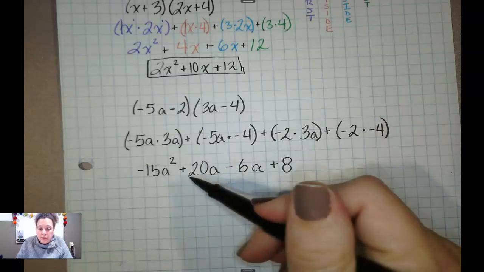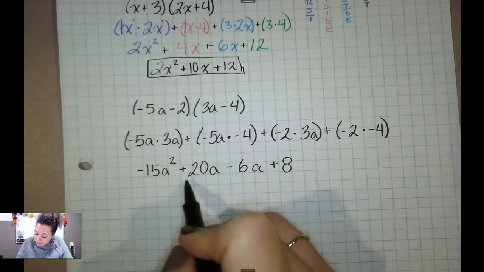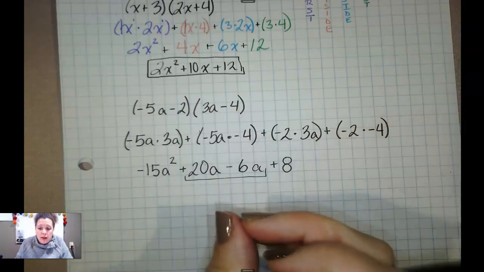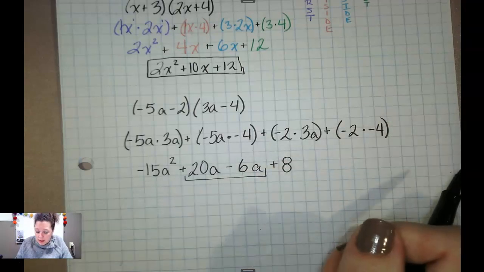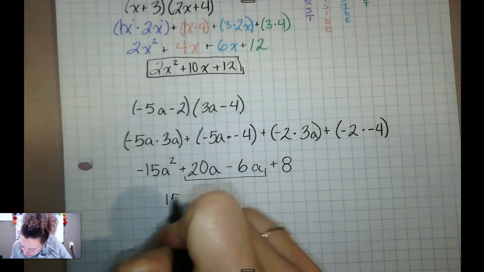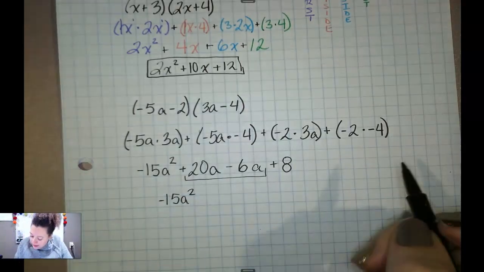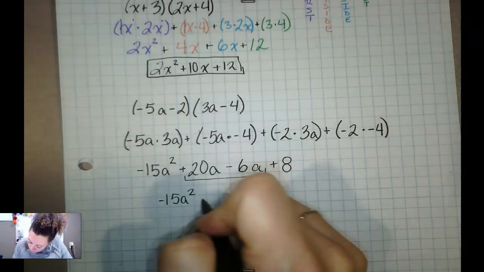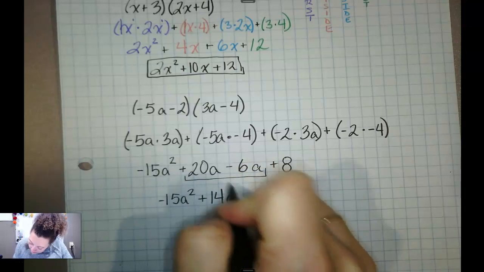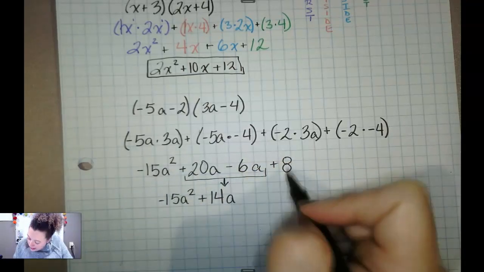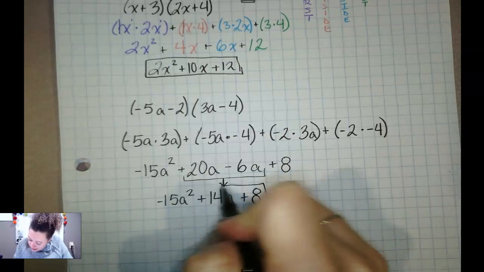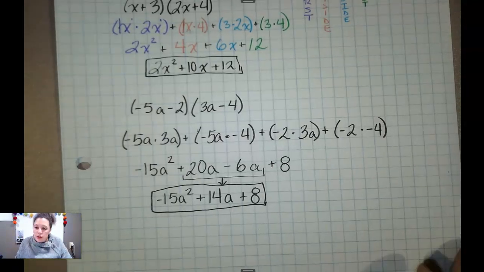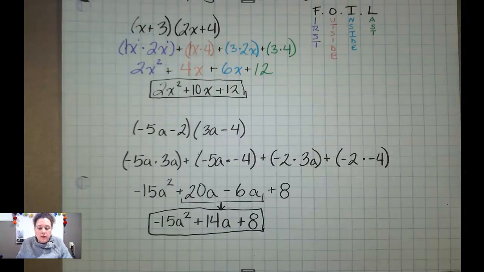We need to make sure, can we simplify this any further? And we can. These two middle terms will be able to be brought together. Almost always those two middle terms should be able to be brought together in some way. So we're going to have negative 15a squared, 20a minus 6a. So 20 minus 6 is 14. So it's going to be 14a. And then we have plus 8 at the end. And that is it. So I hope this helped, showing you how to multiply polynomials using the FOIL method.